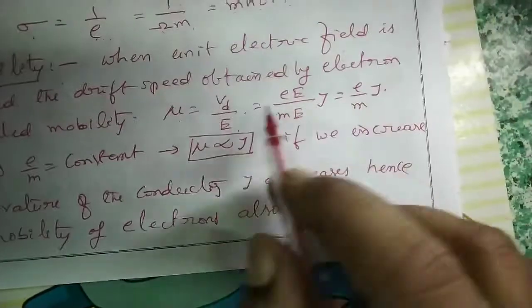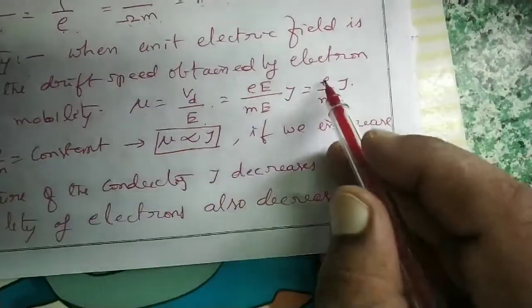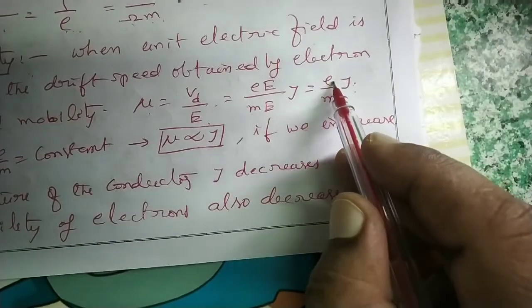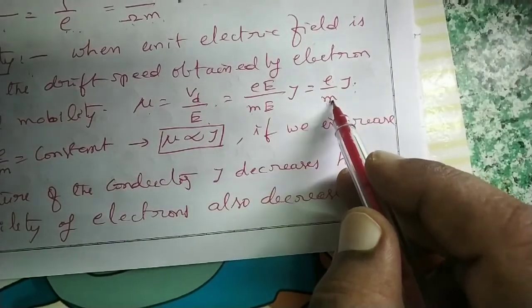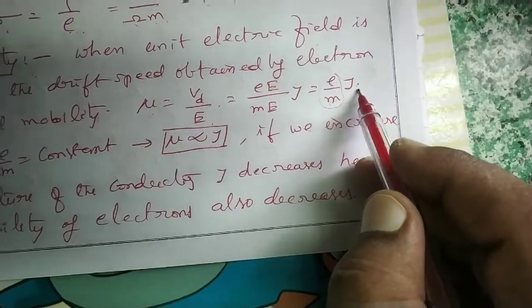So the drift speed expression we know is eEτ/m, and the electric field is E, so E got cancelled, leaving eτ/m. This is what mobility is equal to: eτ/m. In that, e is electron charge and m is electron mass, which are constants. Means what? Mobility is directly proportional to the time of relaxation.